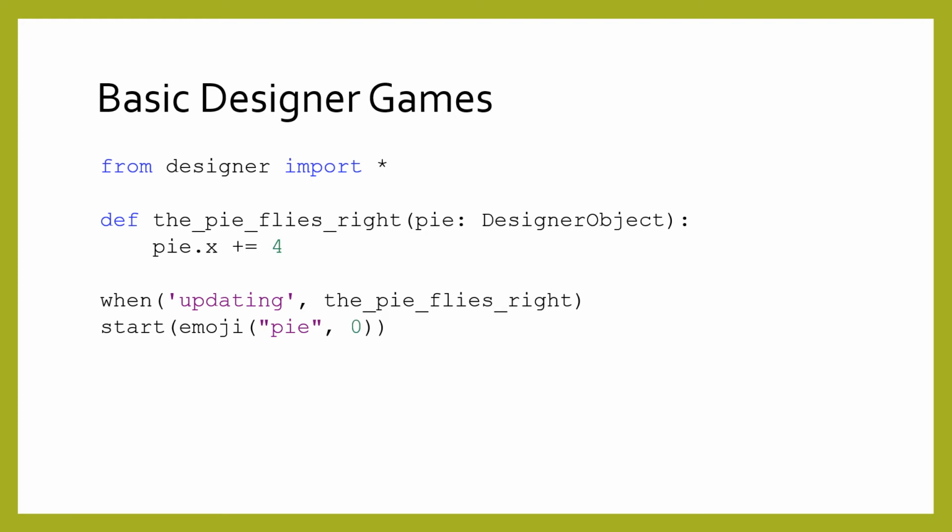Well, it turns out that Designer objects are objects, just like those created by data classes, and they actually have their own fields that we can manipulate. In fact, updating those fields allows us to update the objects on the screen. We can use this, for example, to make the pie fly across the screen just as before, but this time we update the object's fields directly.